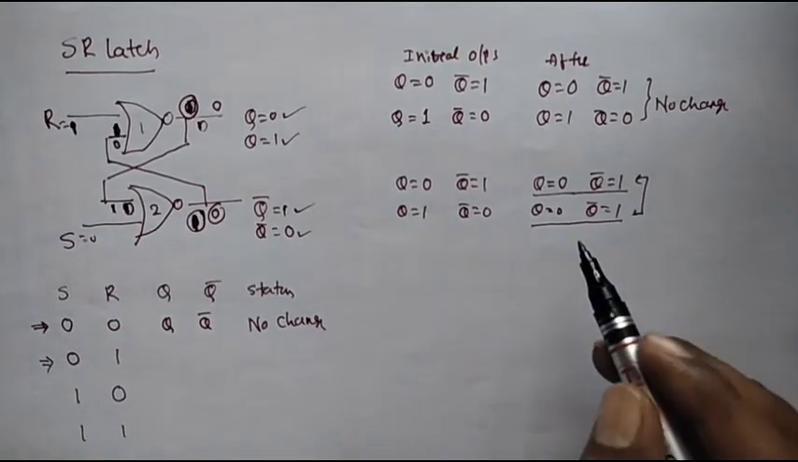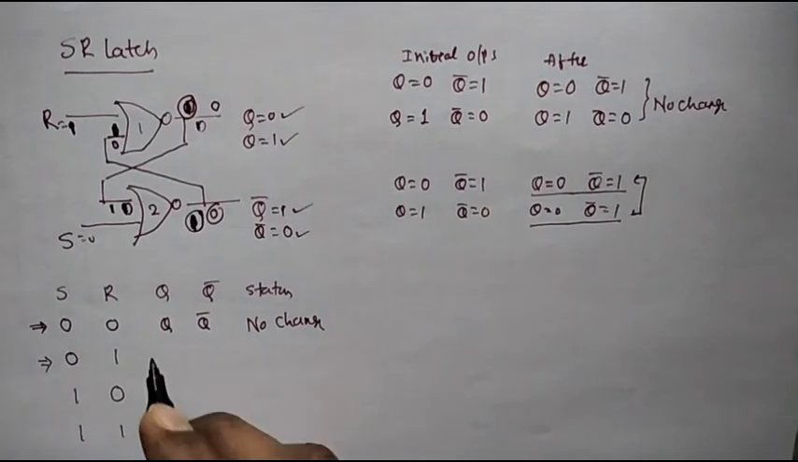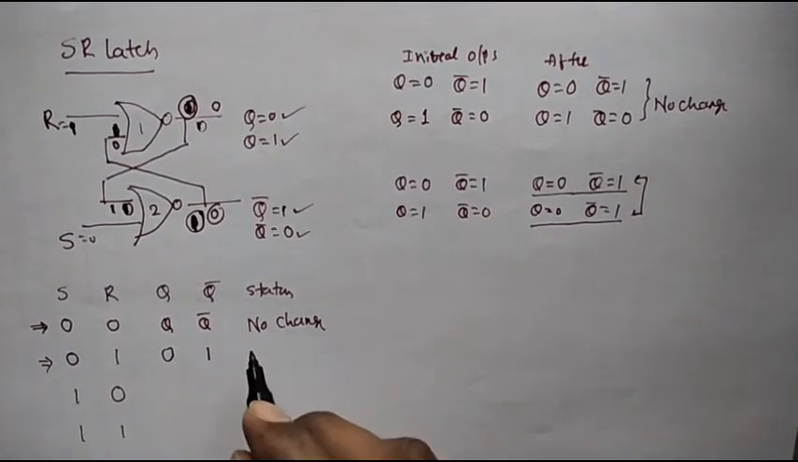Whenever Q is equal to 0, we can say that the flip-flop or latch is in reset state. Therefore, Q is equal to 0, Q bar is equal to 1. The status of the latch is reset.